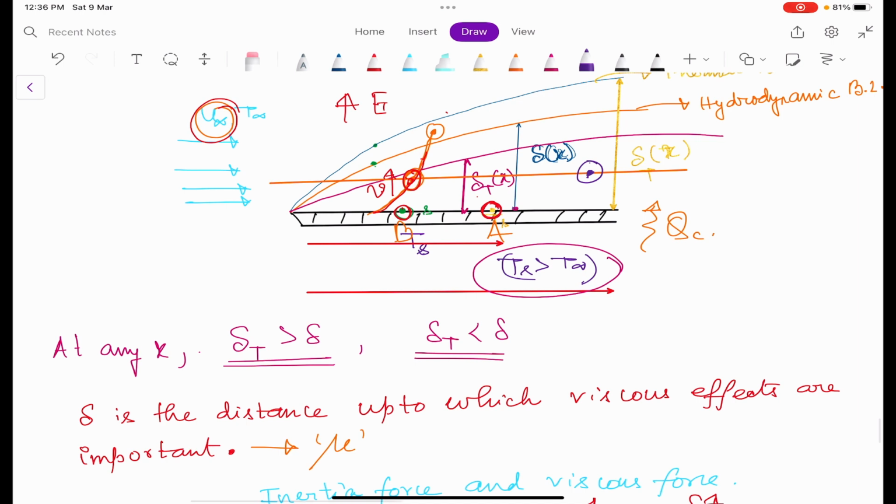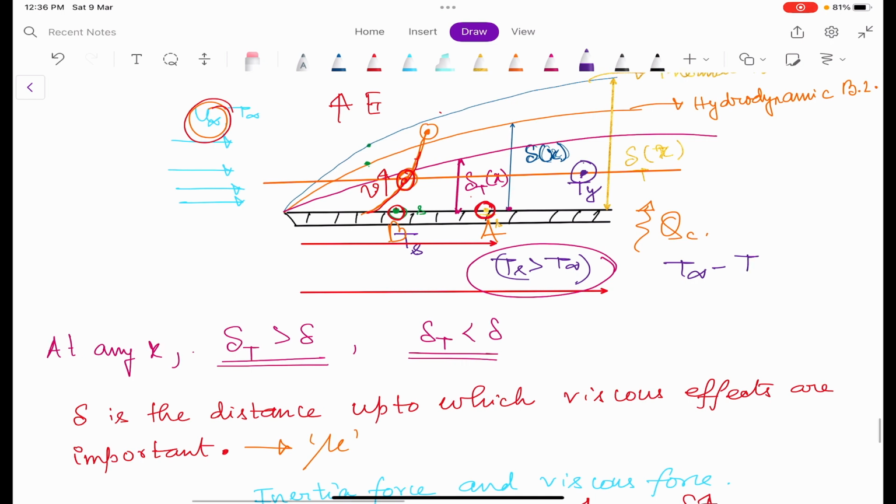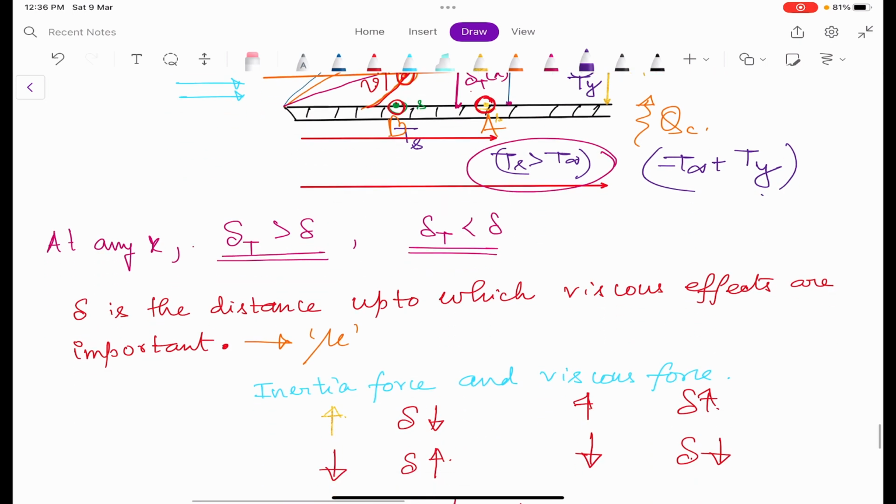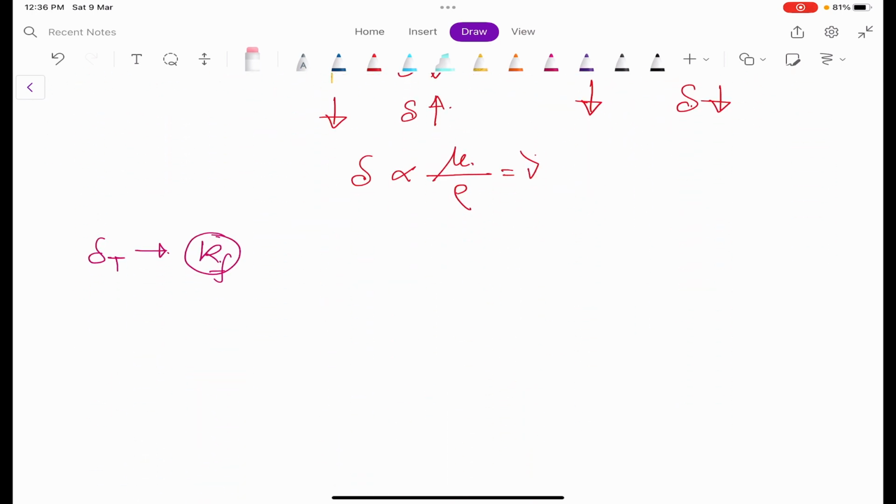That means at a particular y, if the temperature is Ty, then Ty minus T infinity will be large, because T infinity is lesser. So if Kf is large, then delta T will also be large, because at a particular y the temperature will be large. So to reach the T infinity, the temperature profile has to be longer in the vertical direction.